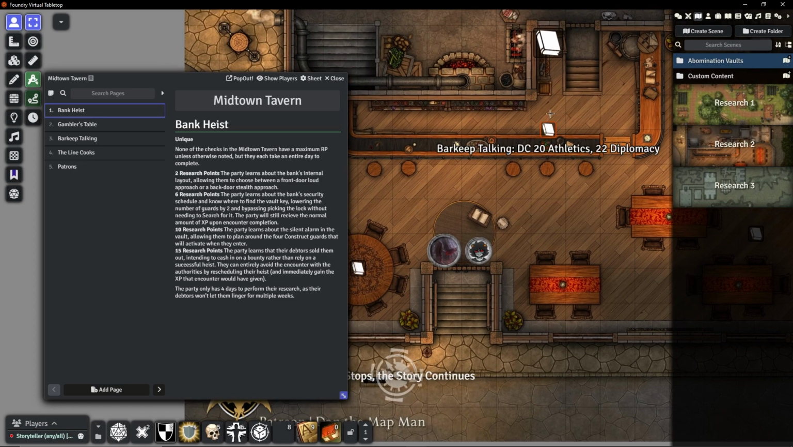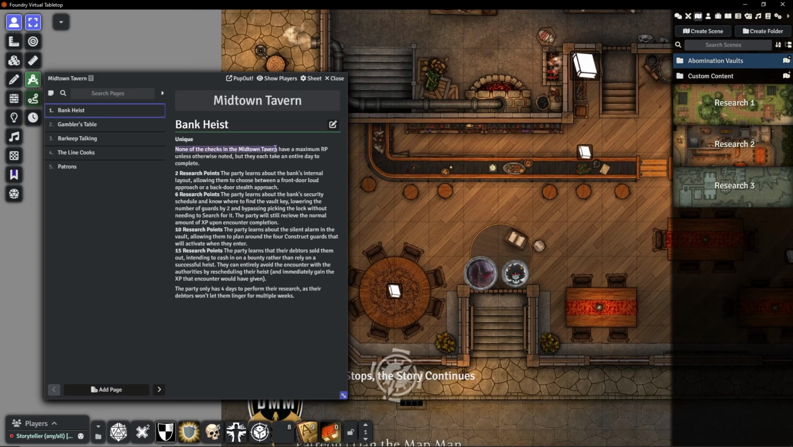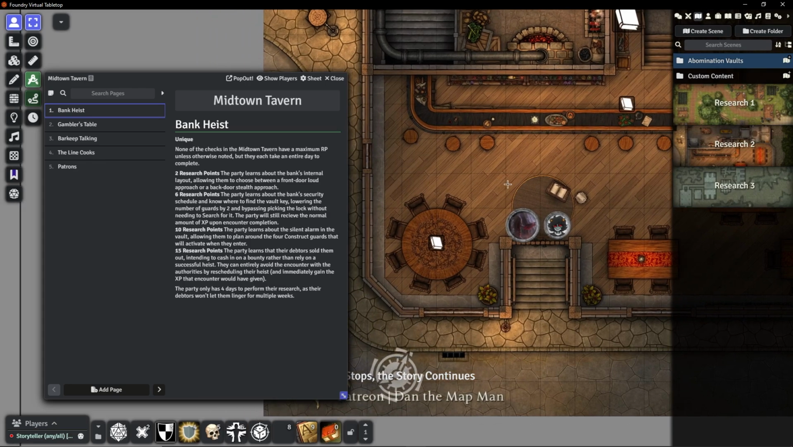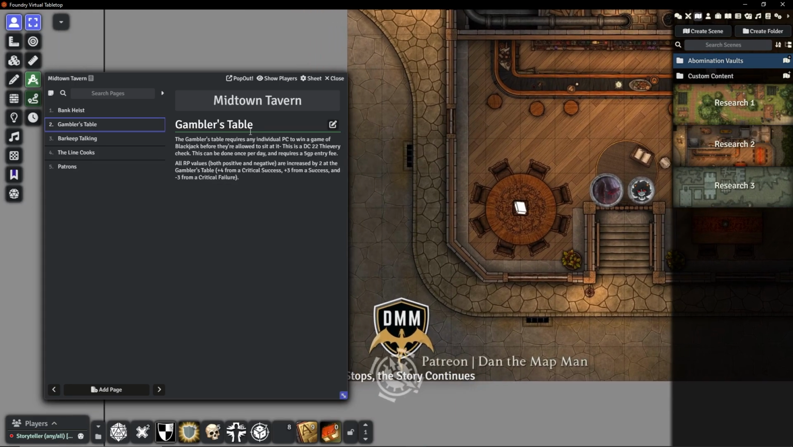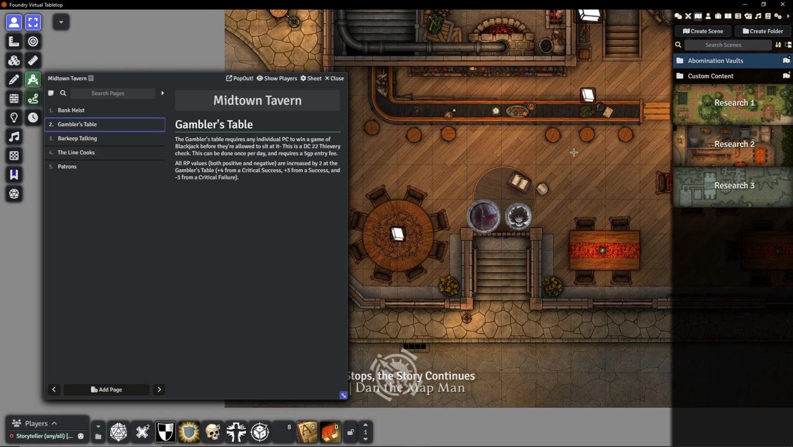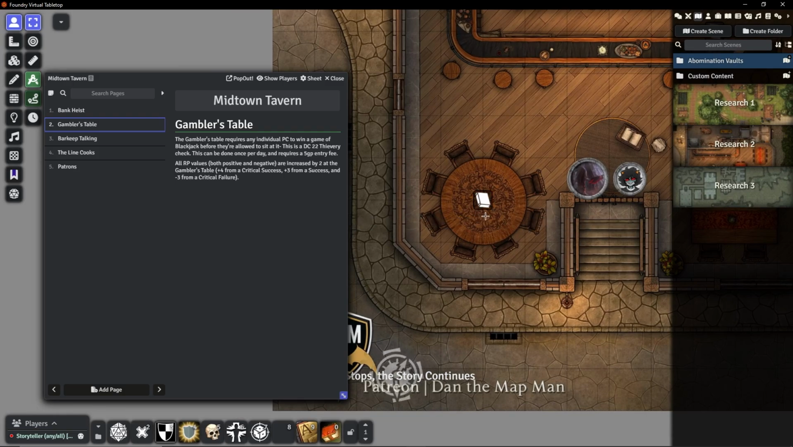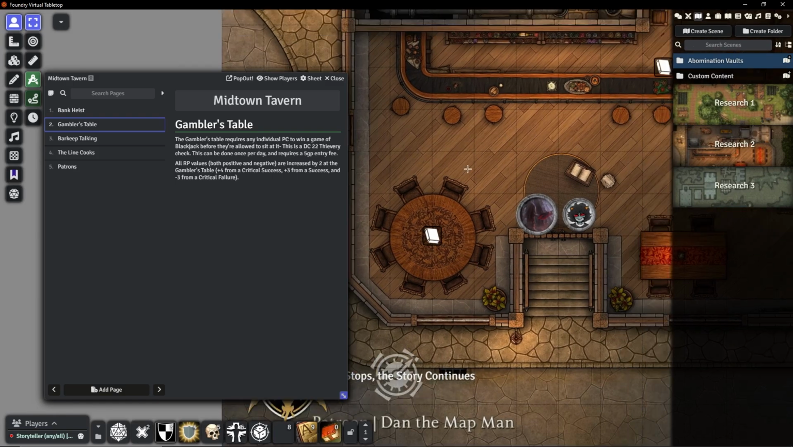The unique ability of the Midtown Tavern here as a library is that none of the checks in the Midtown Tavern have a maximum research point value unless otherwise noted, but each check takes an entire day to complete. The options immediately available to the party are that they can attempt to gamble at the gambler's table. They need to win a game of blackjack before they're allowed to sit down, which they can attempt once per day with a 5 gold piece entry fee. But they know as well that the information that they gain from the gambler's table will be incredibly, incredibly useful.